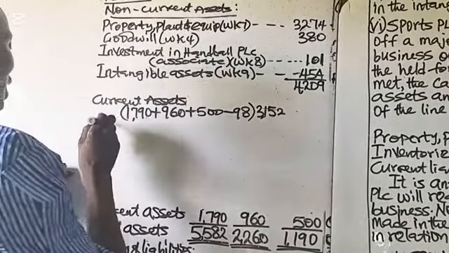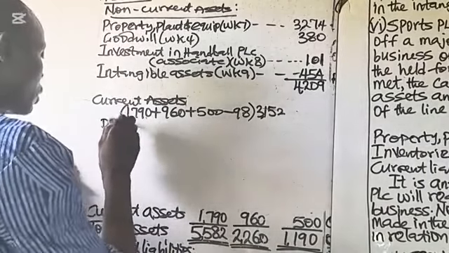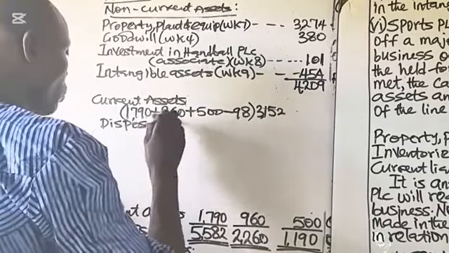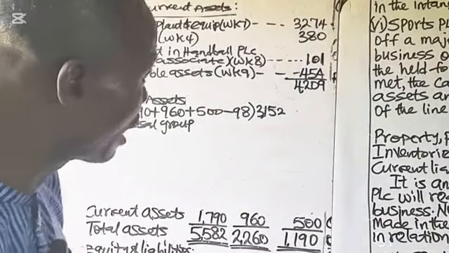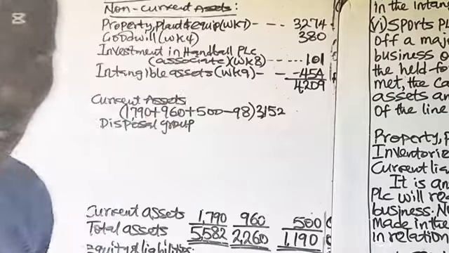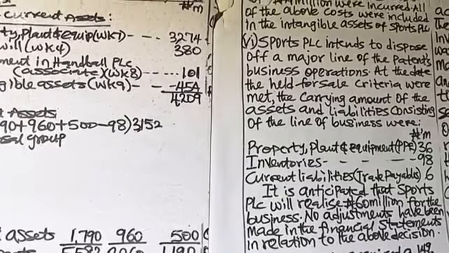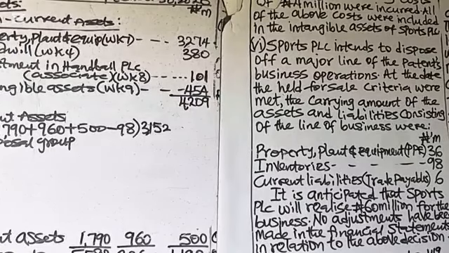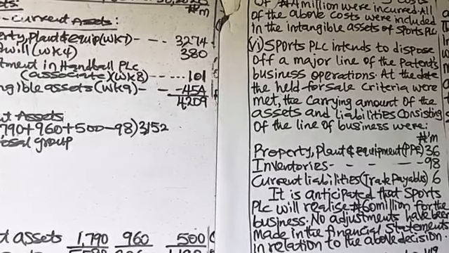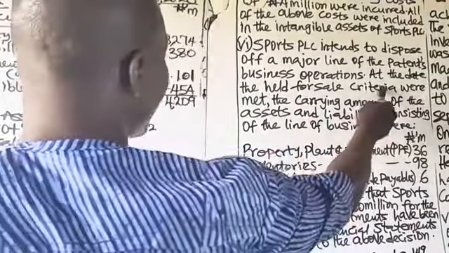After this, as part of current assets, in accordance with IFRS 5, we have the disposal group. And how much was the consideration received on disposal? Back to note 6. You were told from note 6 that Sport PLC intends to dispose of a major line of the patents business operations at the date the held for sale criteria were met.